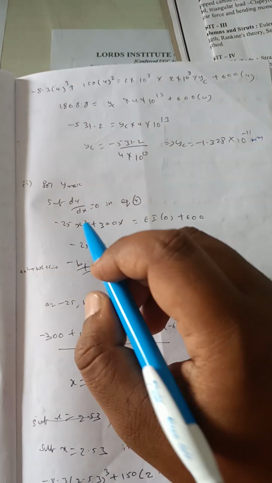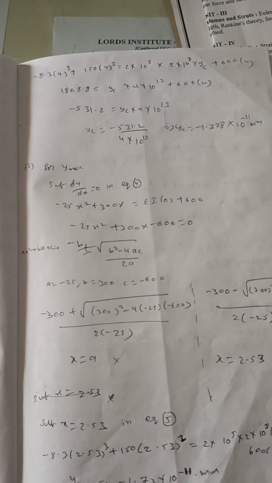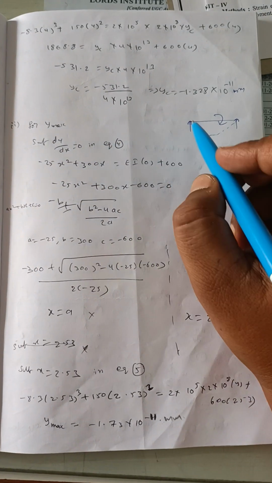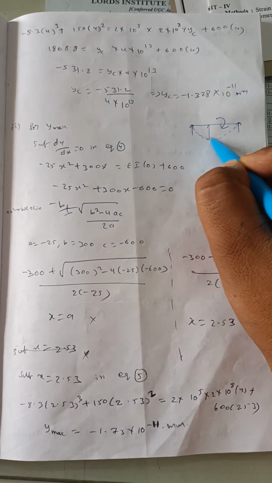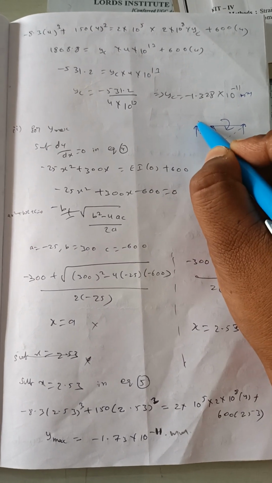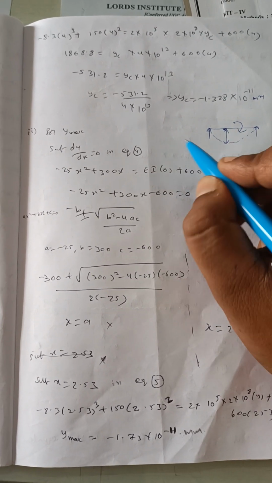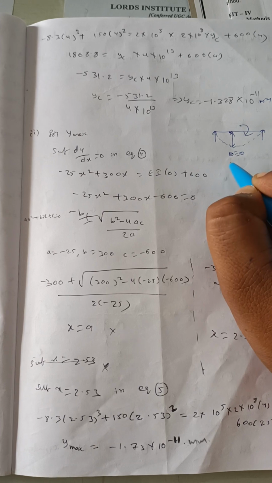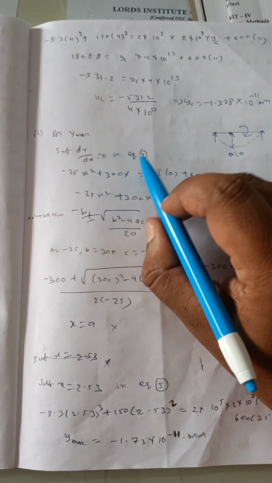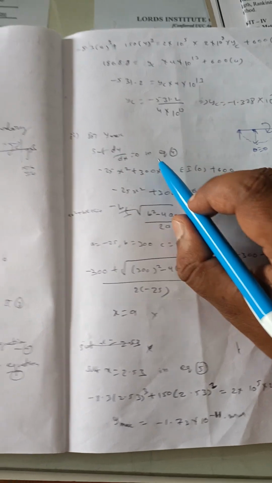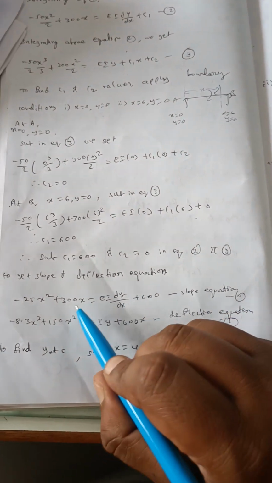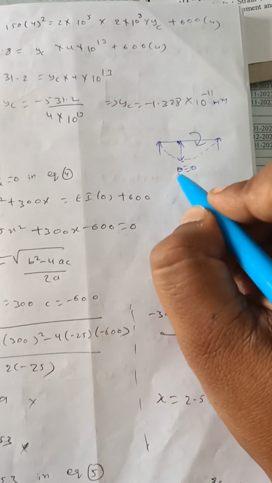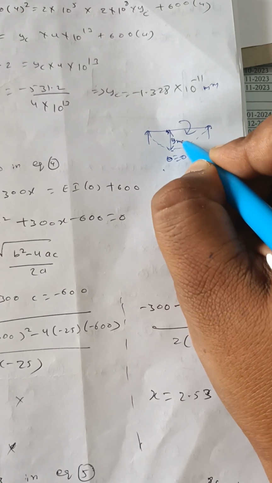Next, to calculate y max. How to find y max? Here we don't know the x value for y max. Y max will be at some point, but we don't know this x distance. So we have a logic here that at maximum deflection, slope will be equal to 0. Using this condition, substituting theta equal to 0 in the slope equation, we can find the x value. Substituting that x value in the deflection equation, we will get the maximum deflection.